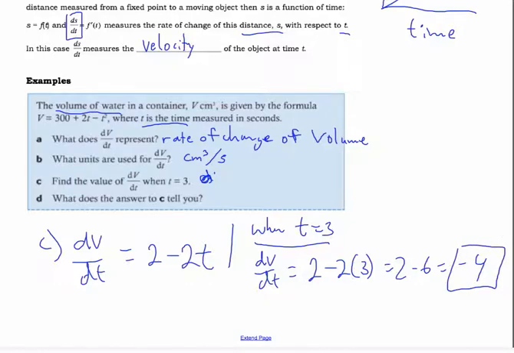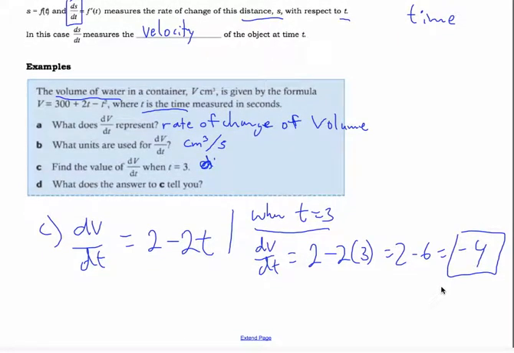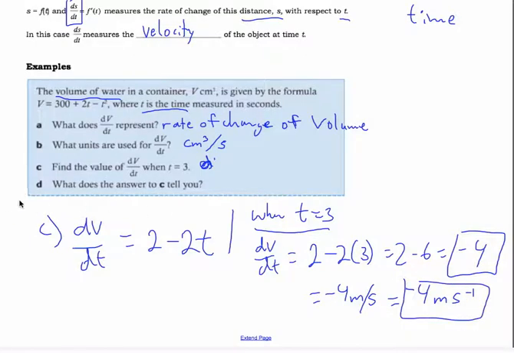Okay, so that means that water is flowing out of the tank at negative 4 meters per second, which you might see like this sometimes as well: negative 4 meters times seconds to the power negative 1, which is the same thing. And I'll just answer part D. That means the water is flowing out of the tank at a rate of 4, sorry, this would be 4 cubic centimeters per second.